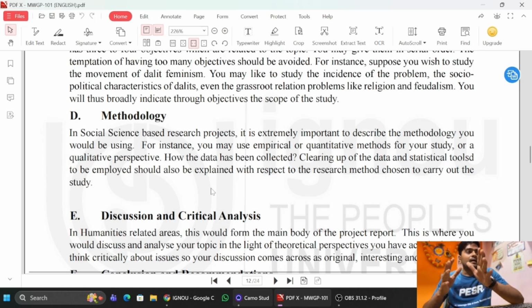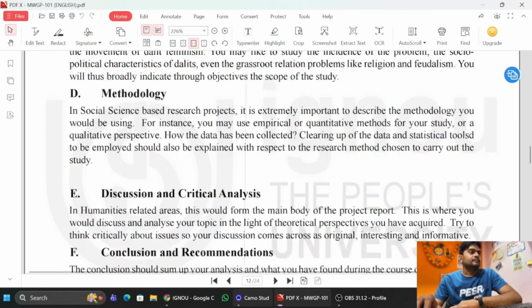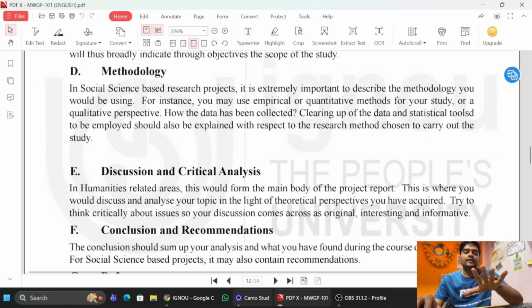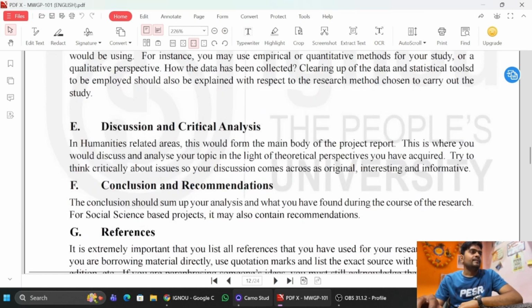So here the research methodology is not properly mentioned. However, as per my experience, I already told you what your research methodology must have. Okay, the things I already told you while explaining the synopsis. Research design, nature and source of data, sample and sampling technique, tools to be used for data collection and data handling and analysis. So these things are a must in research methodology. Take care of that. Then discussion and critical analysis.